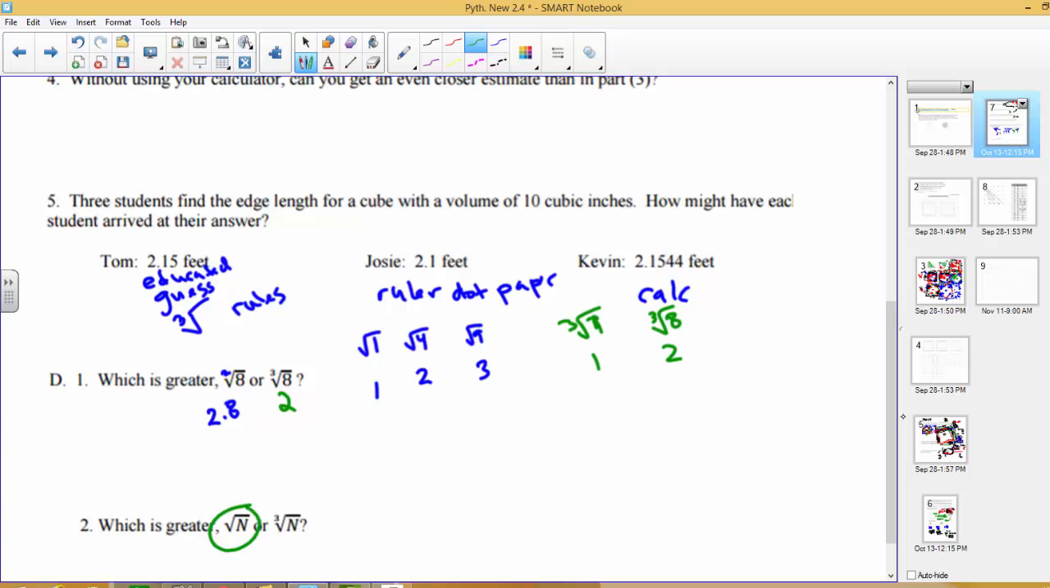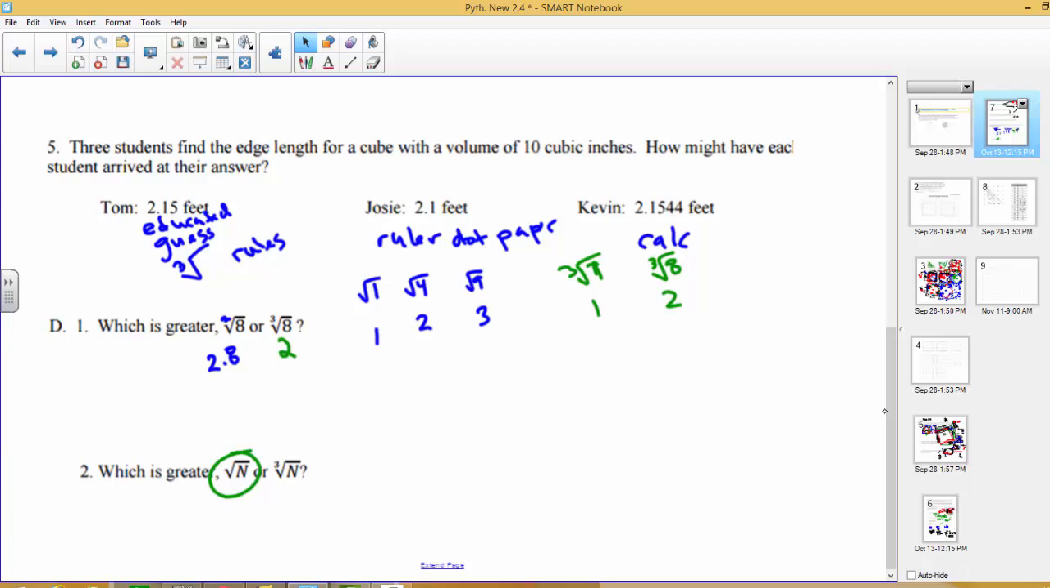The square root of everything is bigger because a number times itself versus a number times itself, to give you the same number, is going to have to be bigger, if that made any sort of sense.